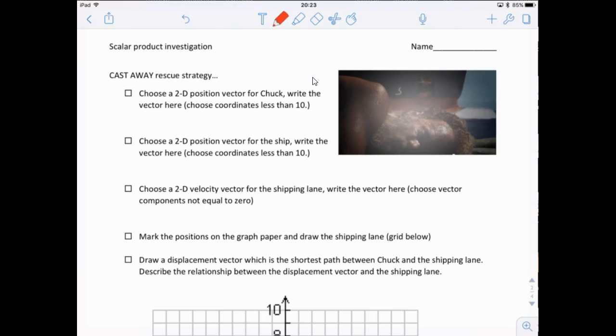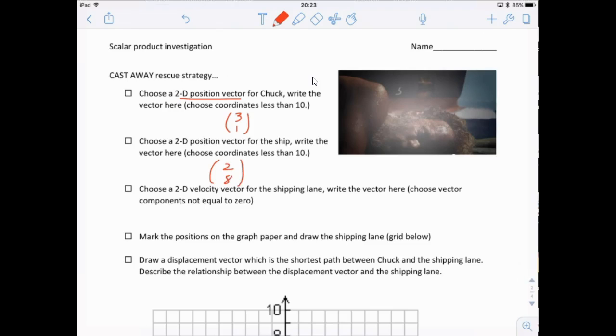Okay, so we are going to draw that as vectors, and we're going to see exactly in which direction he should go. Okay, so the first step here is to choose a 2D position vector for Chuck and write the vector here. So let's say, and you can choose any vector, I'm going to choose a vector like 3, 1. Okay, so that's the position vector for Chuck.